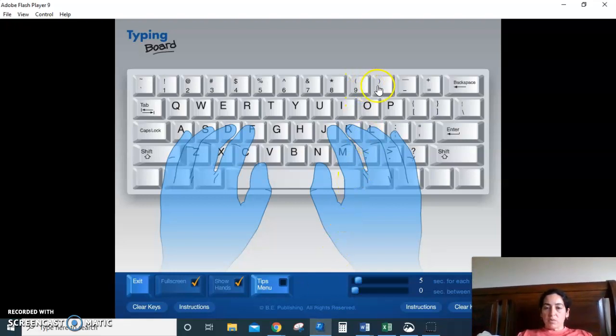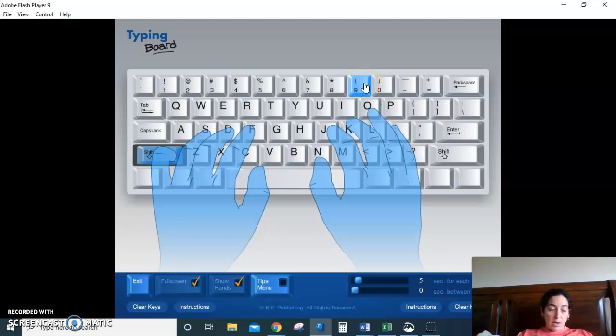Parentheses are going to be over here, striking with your right hand. Both of those will be a left pinky hold shift. And then the left parenthesis is above the 9, or your right ring finger. And then the closing parenthesis is with the 0, and that'll be struck with your pinky.